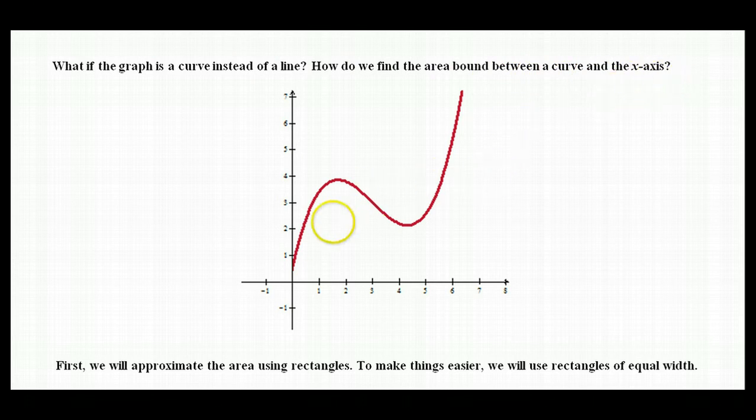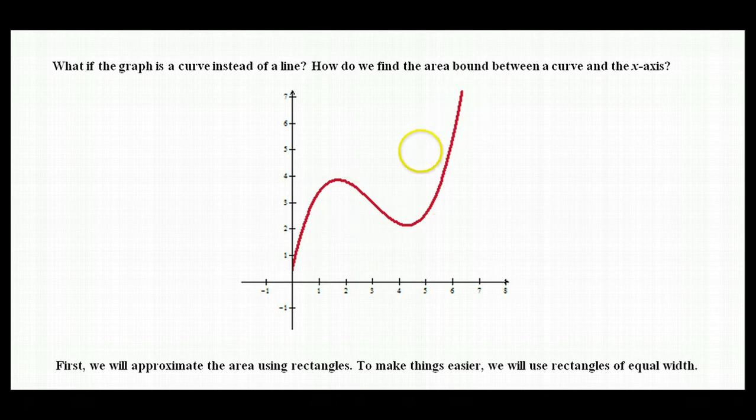So now let's say this curve here represents our velocity function. And I'm interested in finding the total area between this curve and the x-axis on the interval from 0 to 4. So similar question, but now our velocity function is not linear. Instead, the velocity function is a curve.